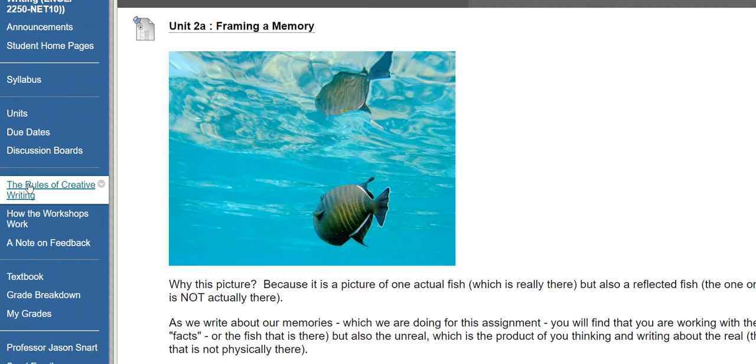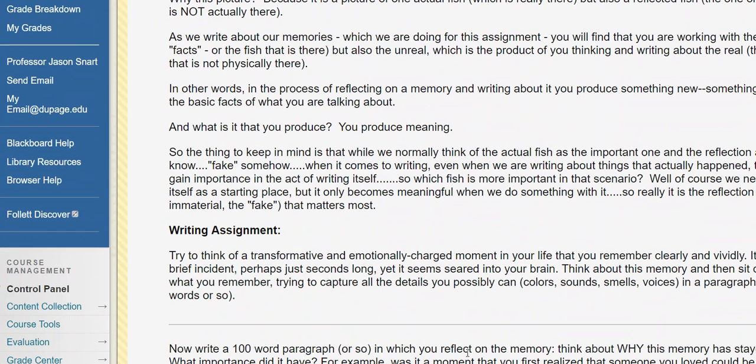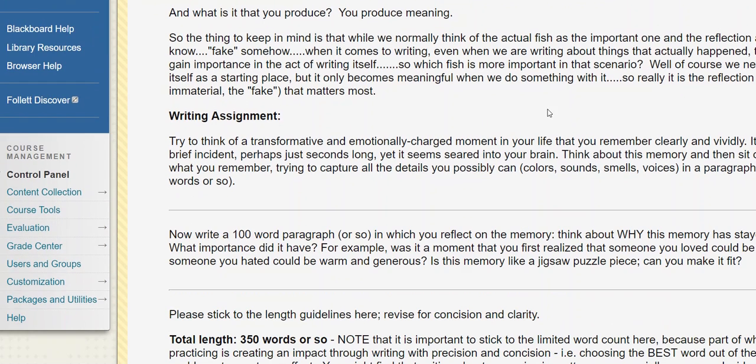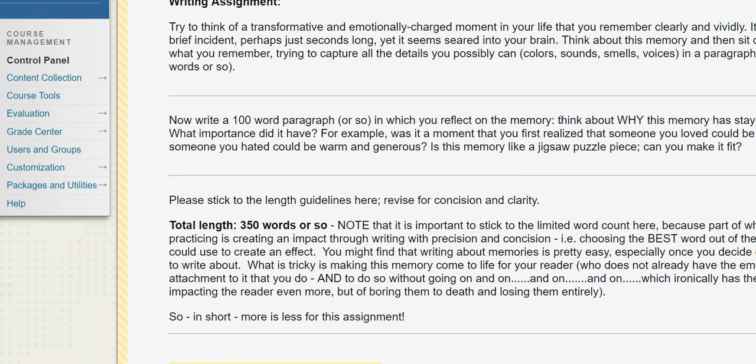Again, thinking through those rules of creative writing, paying attention to gravitating away from the most traumatic, dramatic moment in your life, and saying, if you can't tell us about something that's more everyday, but still transformative and important in some way for your personal history.